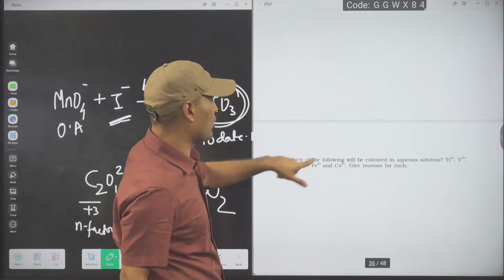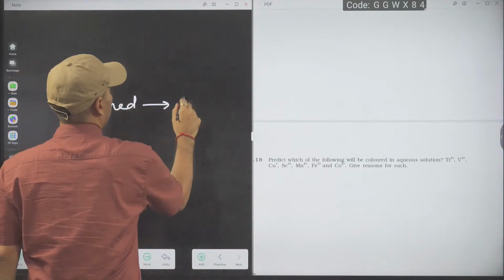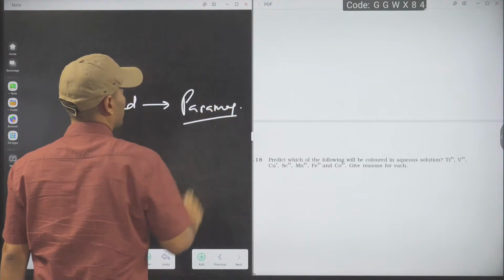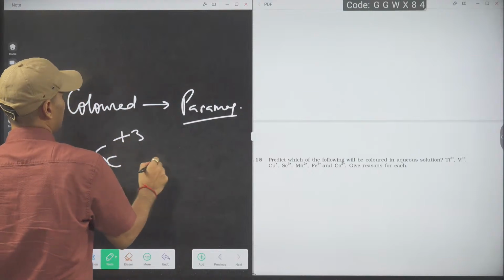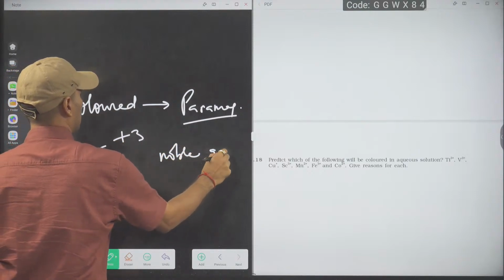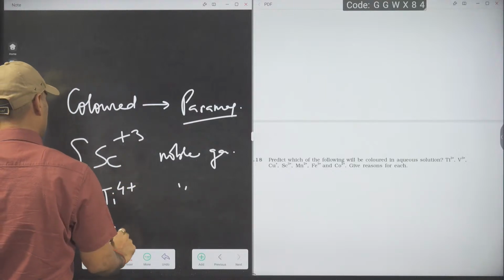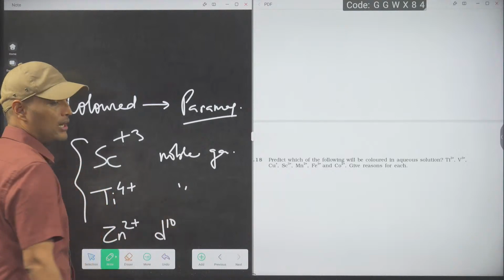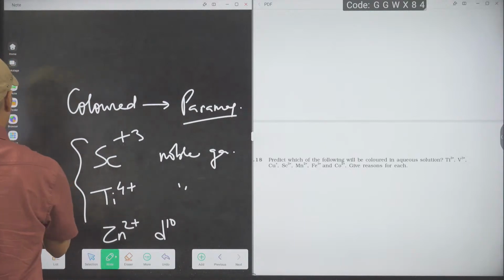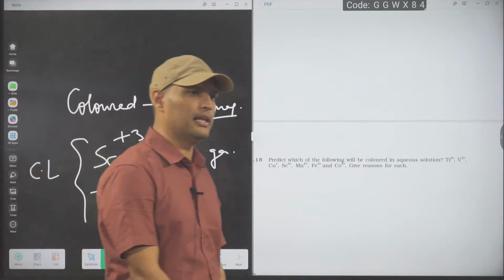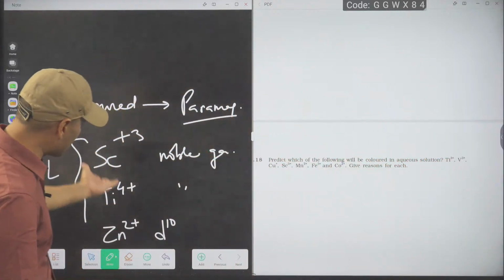Okay? This they are talking about color. बताओ color के लिए क्या था? What is required for colored compound? Paramagnetic, unpaired electron. So write the configuration and check who is having unpaired electron. Like Sc3 plus, noble gas configuration, colorless. Titanium 4 plus, noble gas configuration, colorless. Zinc 2 plus, D10 configuration, colorless. No unpaired electron, colorless. Generally, they will ask you these ions only.